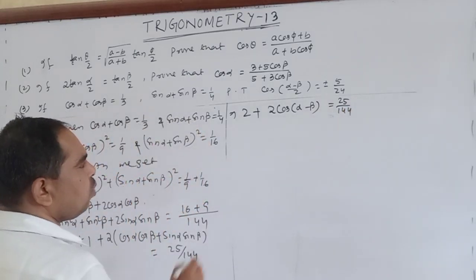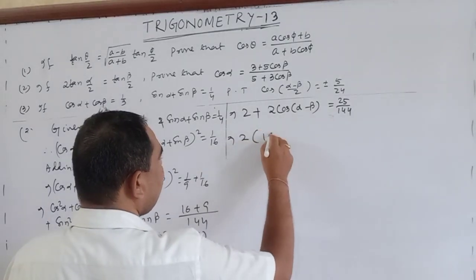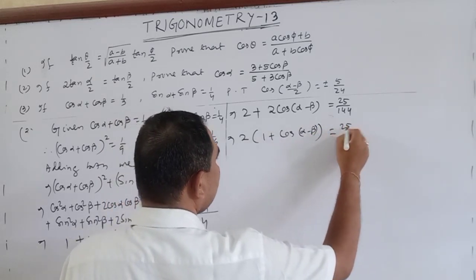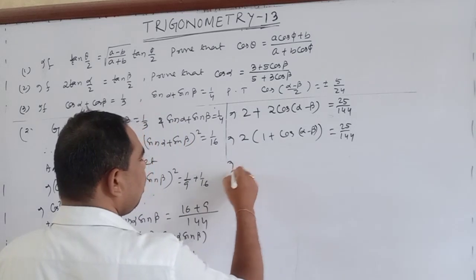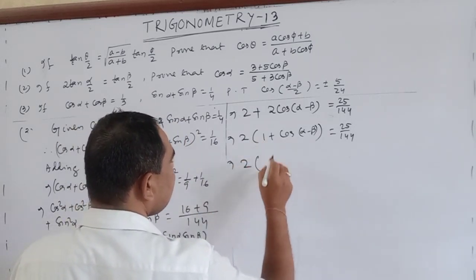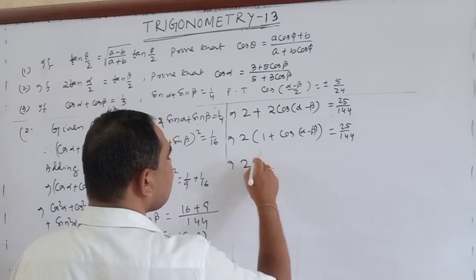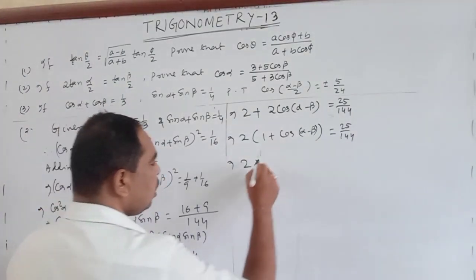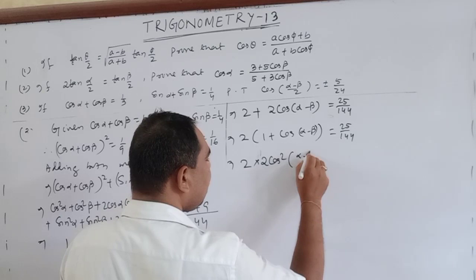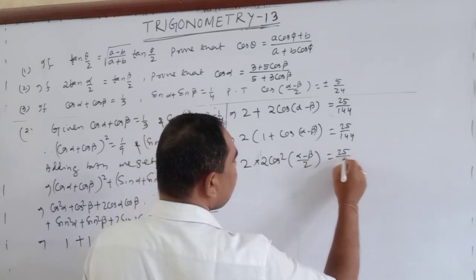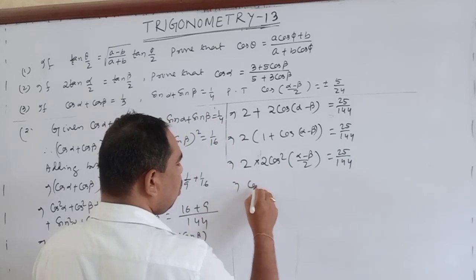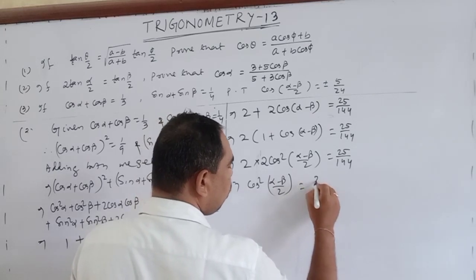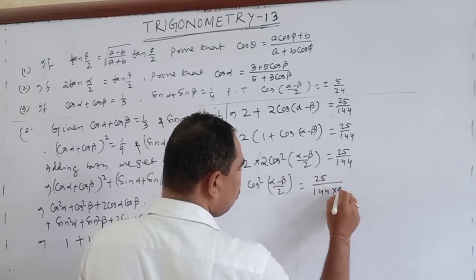Taking 2 common outside, 2 into (1 plus cos (alpha minus beta)) is equal to 25 by 144. This is 1 plus cos theta, and 1 plus cos theta means 2 cos square theta by 2. So this is 2 into 2 cos square (alpha minus beta) by 2 is equal to 25 by 144. Okay, so cos square (alpha minus beta) by 2 is equal to 25 by 144 into 4.